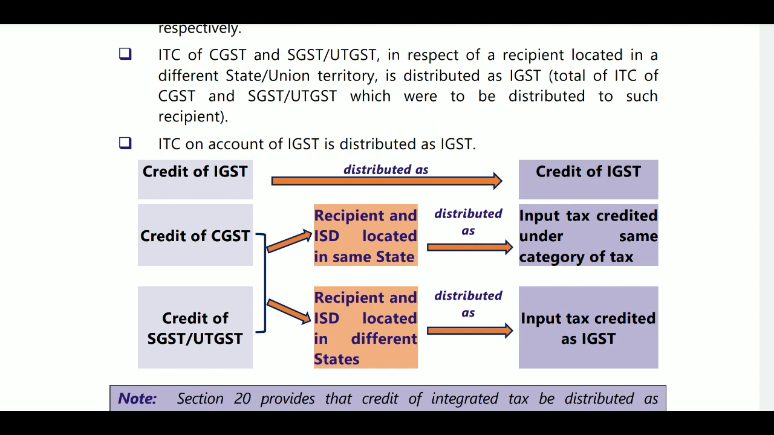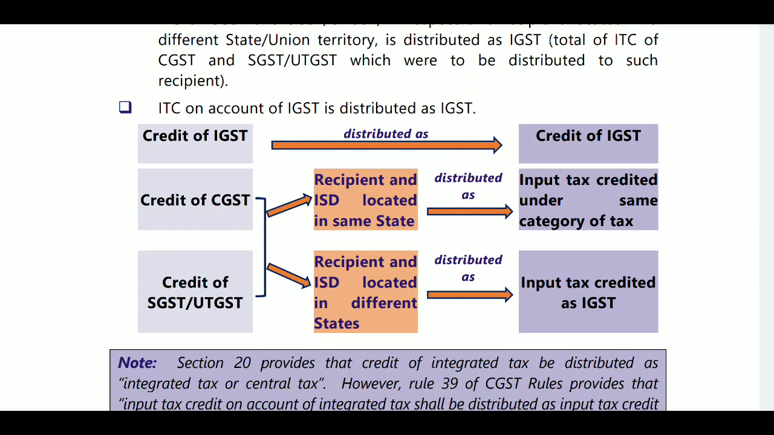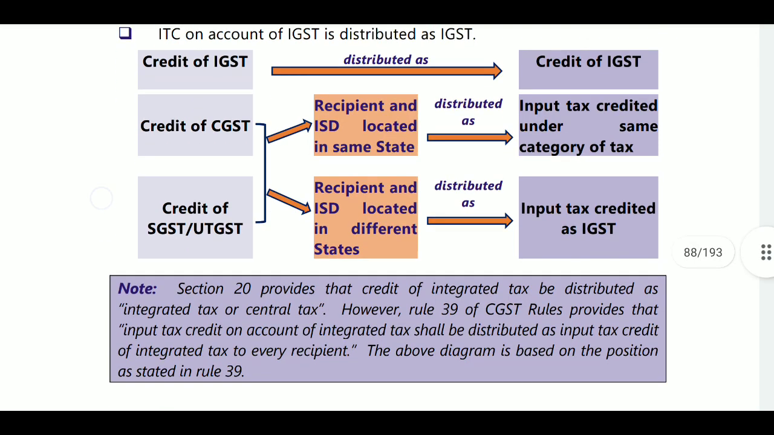Next, if there is credit of IGST, it must be distributed as credit of IGST. Credit of CGST or SGST, UTGST, if the recipient and ISD are located in the same state, is distributed as input tax credit under the same category of tax, that is CGST, SGST. If the recipient and ISD are located in different states, then it is distributed as input tax credit of IGST.